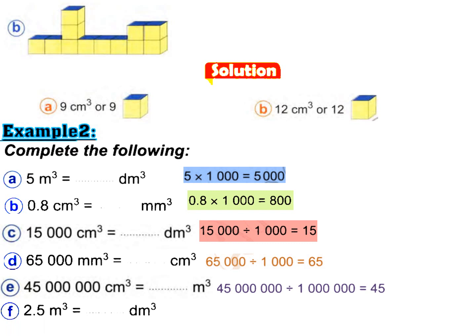Lastly, 2.5 meter cube equals what? Decimeter cube. Converting from meter cube into decimeter cube means converting from the greatest unit into the smallest unit. So I will multiply 2.5 by 1000, since 1 meter cube equals 1000 decimeter cube. It will give me 2500, because I move the decimal point to the right 3 places. So it will be 2500 decimeter cube.